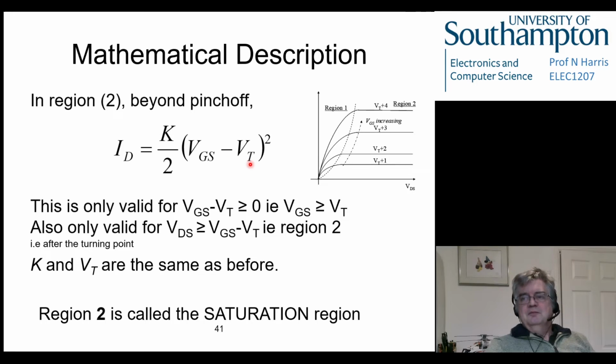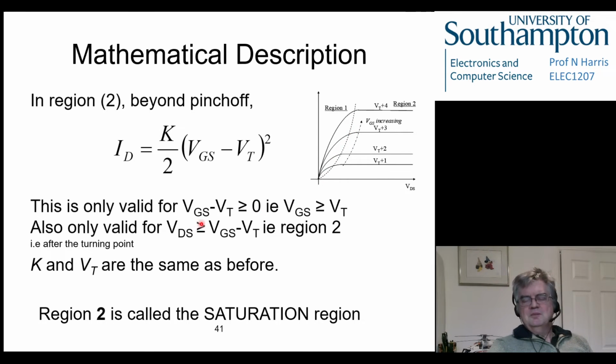VGS minus VT. So this is entirely dependent on the control gate voltage. This is the difference between the control gate voltage and the zero voltage for turning it off. That's all that is. And in this graph here, we're graphing VDS against ID, and there is no VDS in this equation. And that's why it's a straight line. As far as this graph is concerned, this is just a constant. But we can change VGS, which means that we just get a different value of constant.